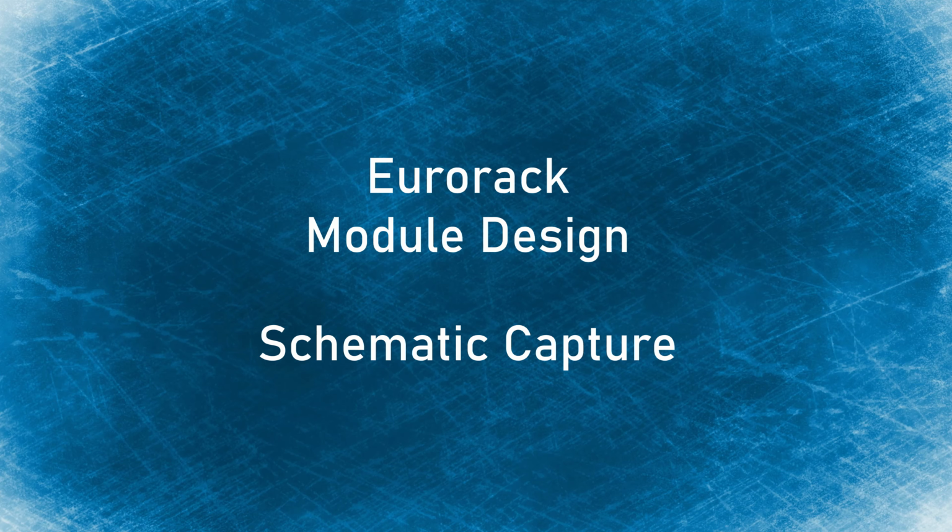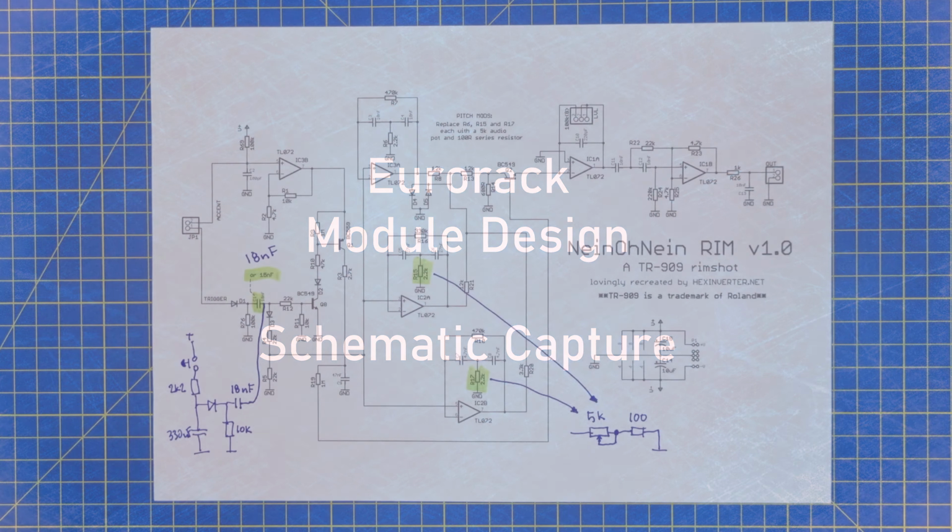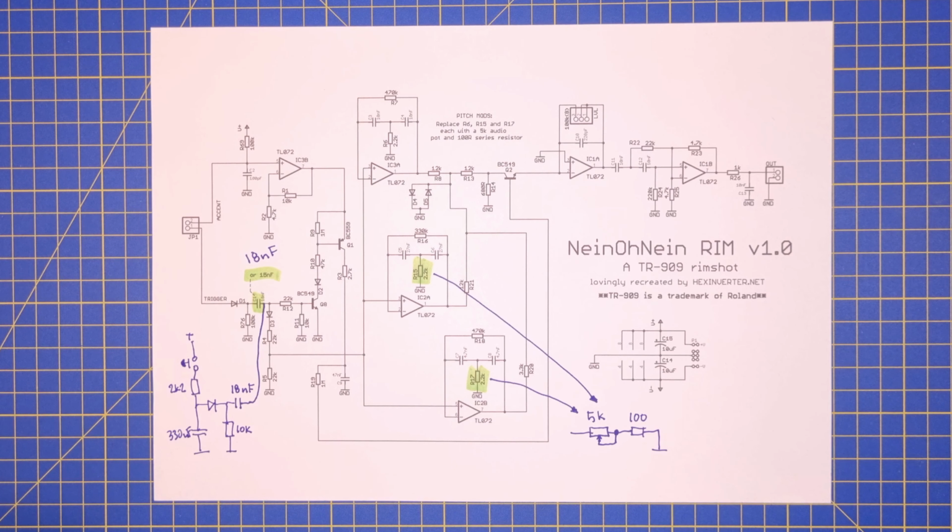Hello everyone, welcome to the second episode of the series Designing a 909 Rimshot Eurorack module. In the first episode we tested the circuit on breadboard and listened to it as well, so this is what the design looks like right now. So the next step will be to input the schematic diagram into KiCad.